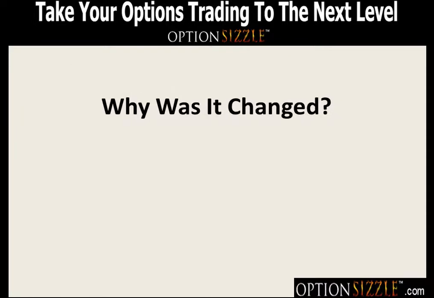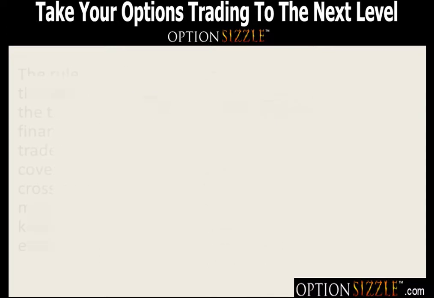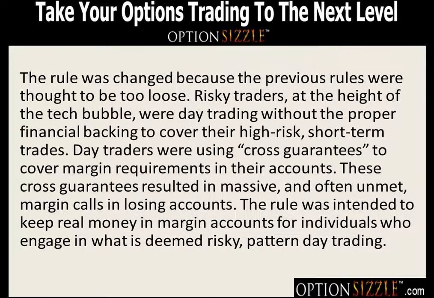Why was it changed? The rule was changed because the previous rules were thought to be too loose. Risky traders at the height of the tech bubble were day trading without the proper financial backing to cover their high-risk, short-term trades. Day traders used cross guarantees to cover margin requirements in their accounts. These cross guarantees resulted in massive and often unmet margin calls and losing accounts. The rule was intended to keep real money in margin accounts for individuals who engage in what is deemed risky pattern day trading.